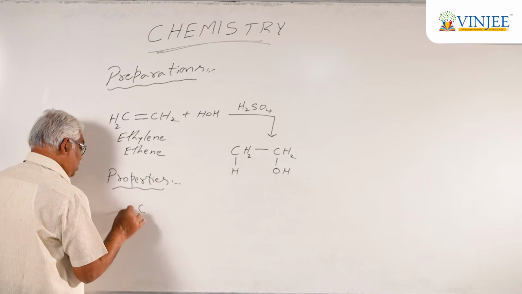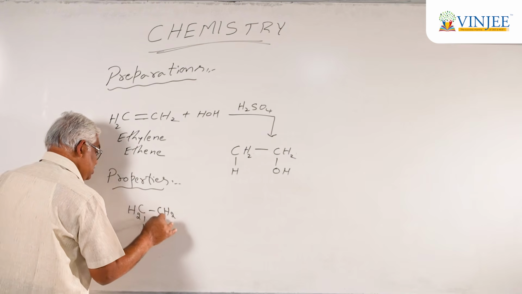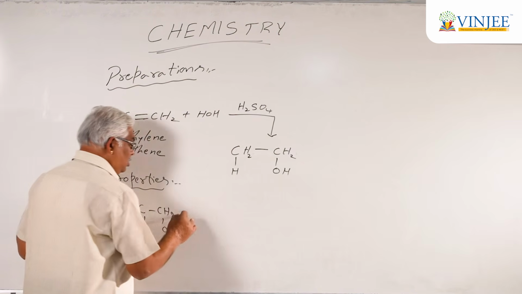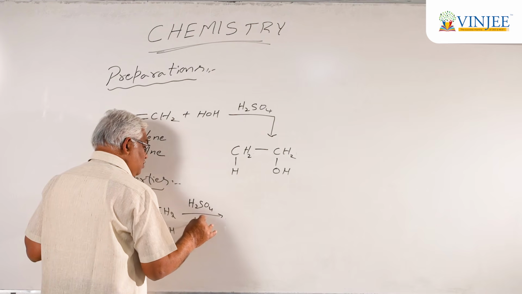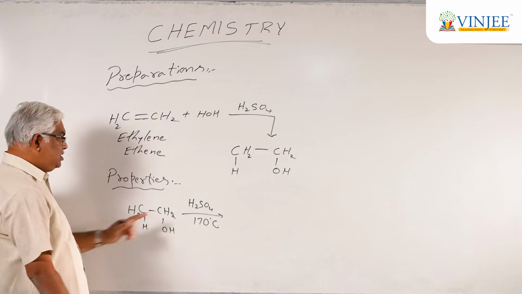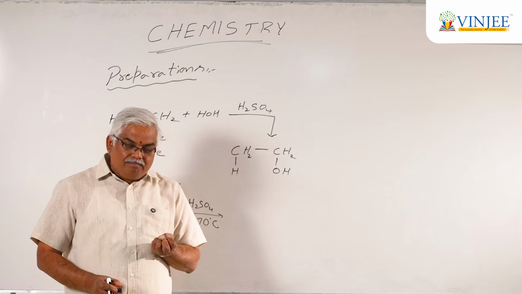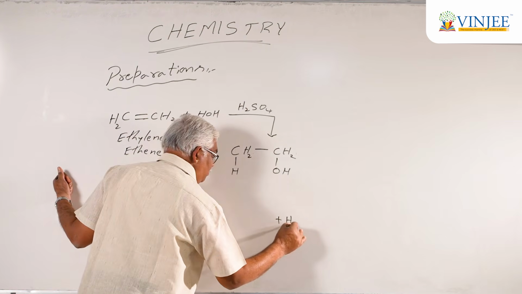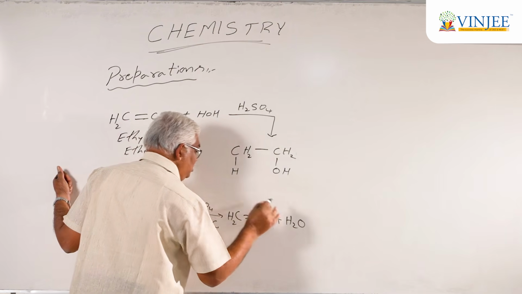The same ethyl alcohol, CH3CH2OH, nothing but ethyl alcohol, when you heat it with sulfuric acid at about 170 degrees centigrade. Now what happens? Sulfuric acid acts like a dehydrating agent that absorbs water. So it takes up water and you are left again with ethylene.